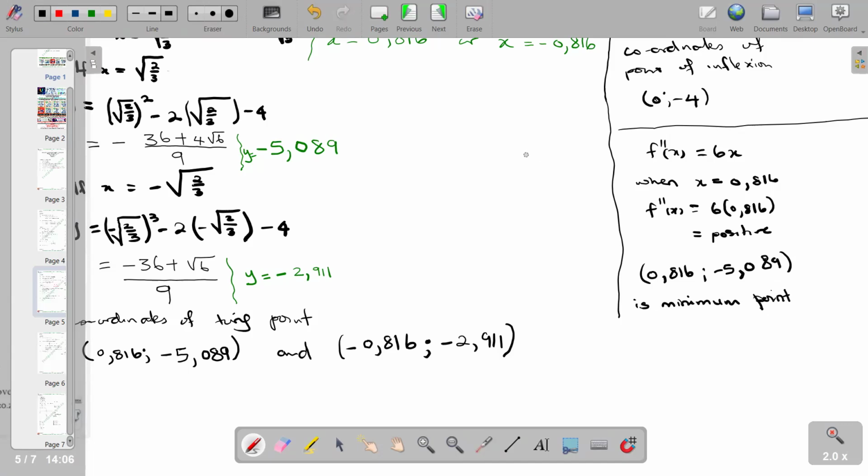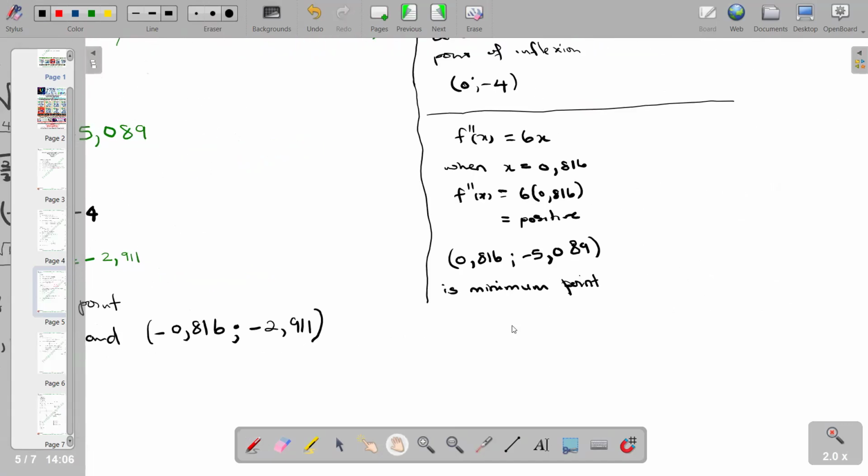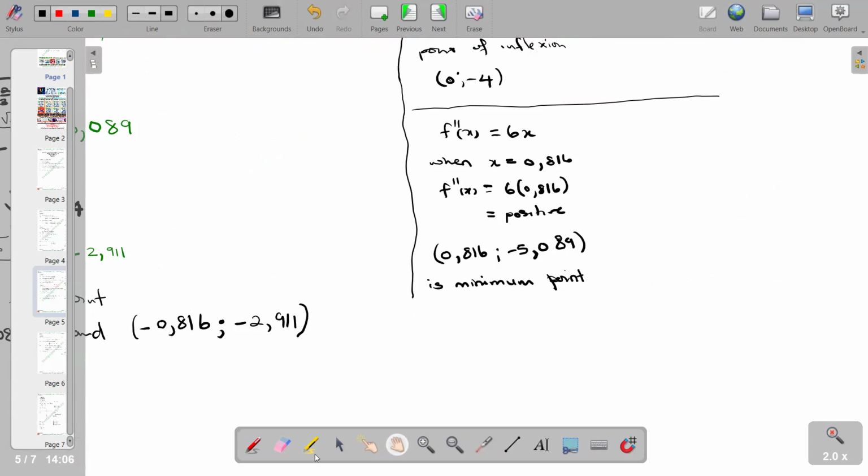It's a minimum turning point here. Then we substitute the other x value. So if we are to substitute the other x value, it means here we are saying when x is equal to negative 0.816, if we substitute it in our second derivative, we are going to get our second derivative.